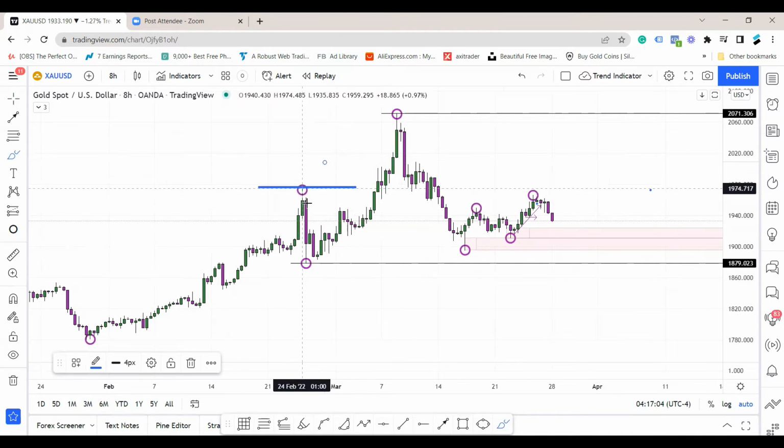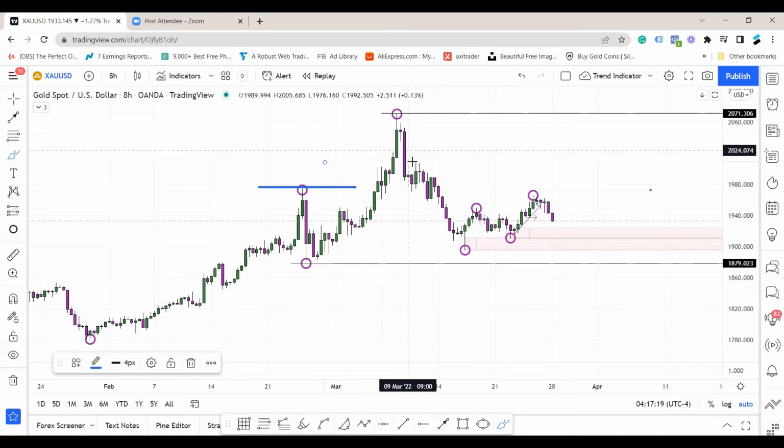Before the price took out this high and made a higher high, this is not yet a higher low. But once the price makes a higher high, right? It took out this high. This low is now validated. So we say that this is a higher low, price makes a higher high, and now price pulls back.